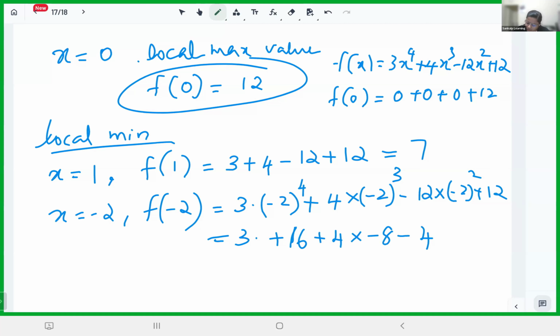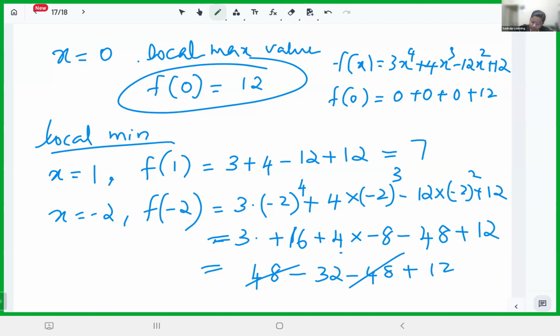So minus 12 into 4 is minus 48 plus 12, right? So this is equal to, so the value will be 6 into 3 is 18, 48 minus 4 into 8 is 32, minus 48 plus 12. So this one gets cancelled, minus 32 plus 12, right? So that is equal to minus 20.